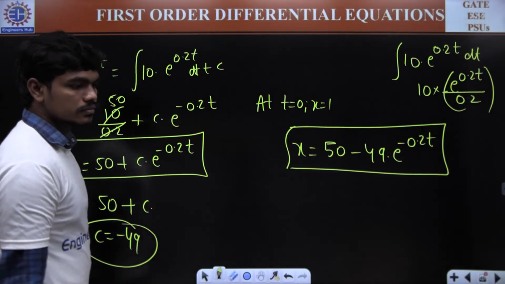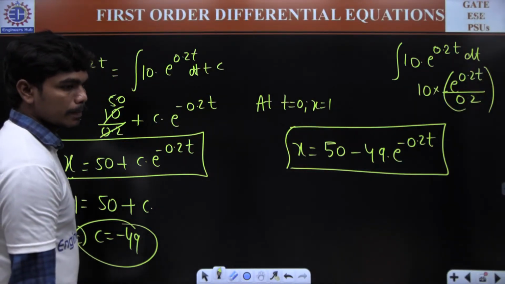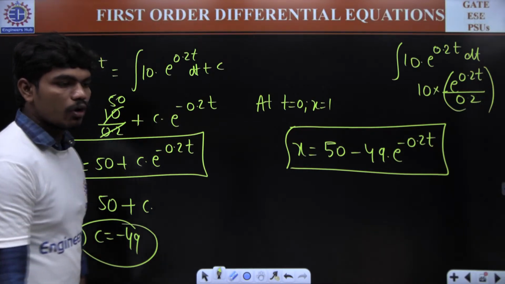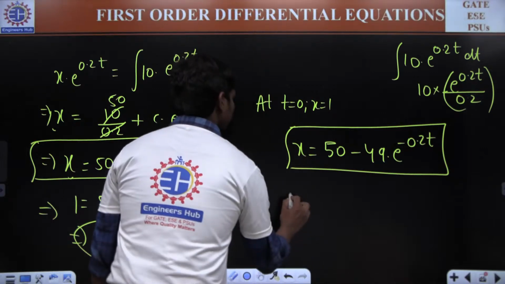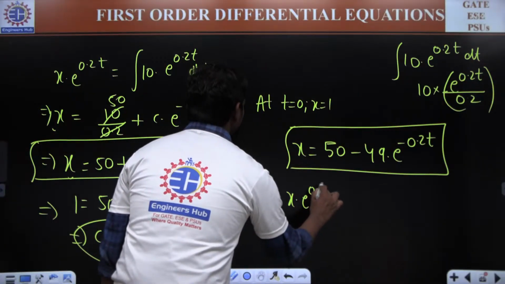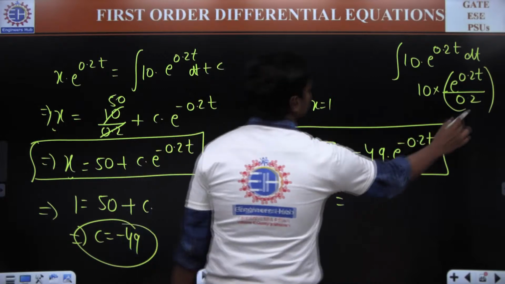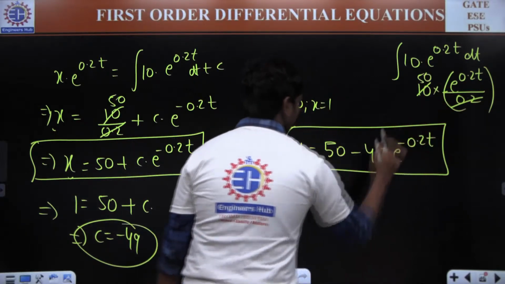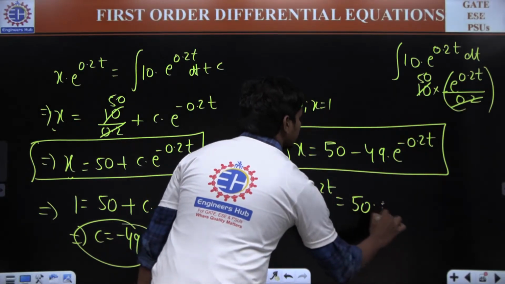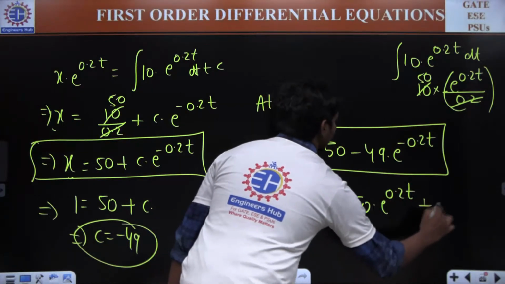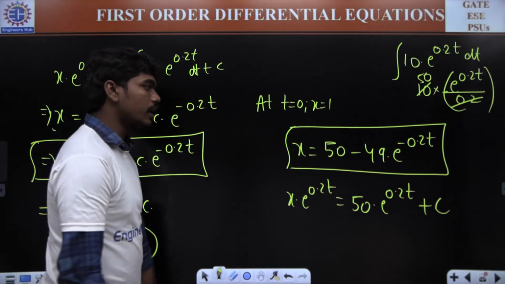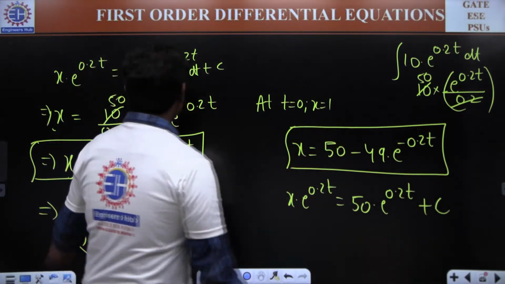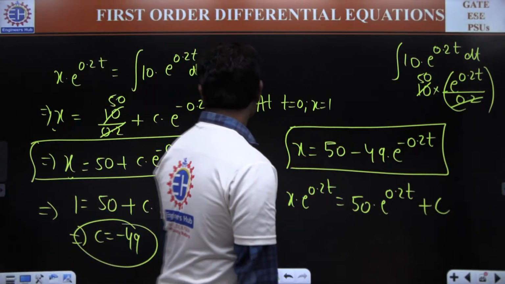Okay. I hope you can understand this. This is a direct step. Actually, your solution could look something like x into e power 0.2 t is equal to, and this 10 cancels with 0.2 giving 50 times, so 50 into e power 0.2 t plus c. This is how your solution looks actually. So if you cancel this e power 0.2 t in all terms, you will be getting e power minus 0.2 t here.